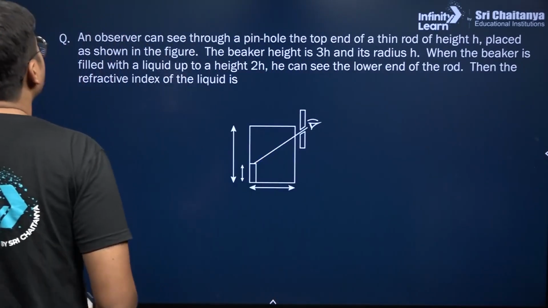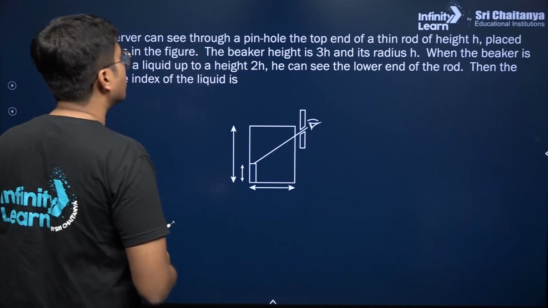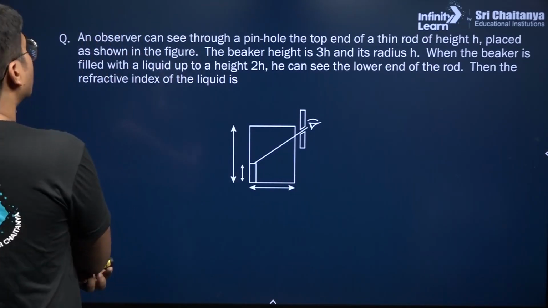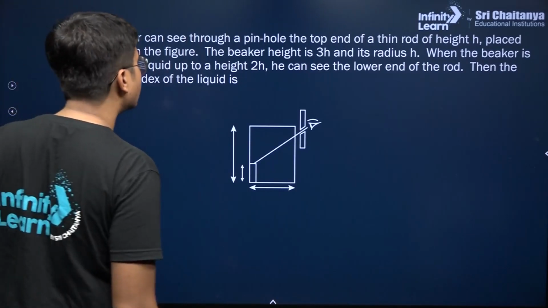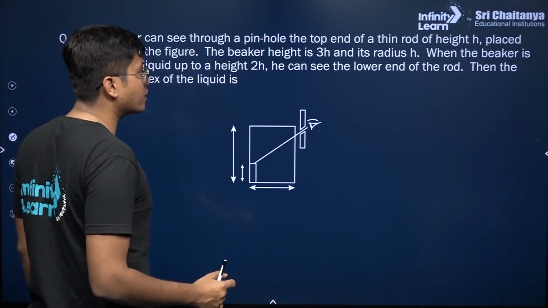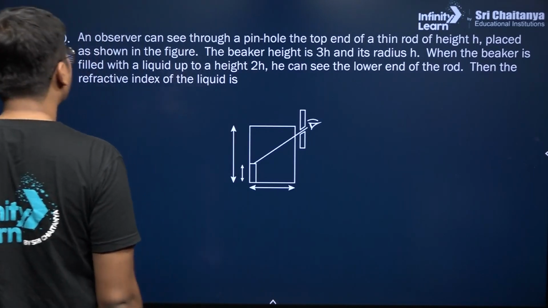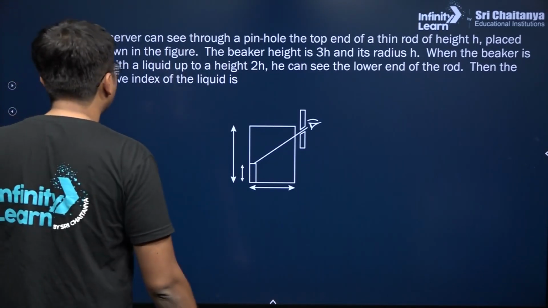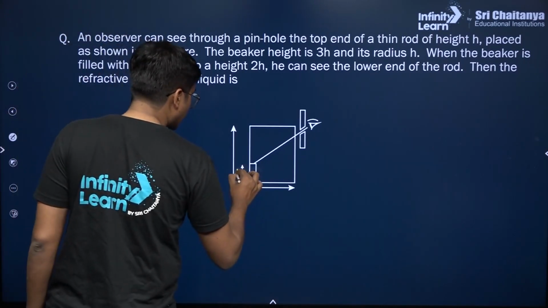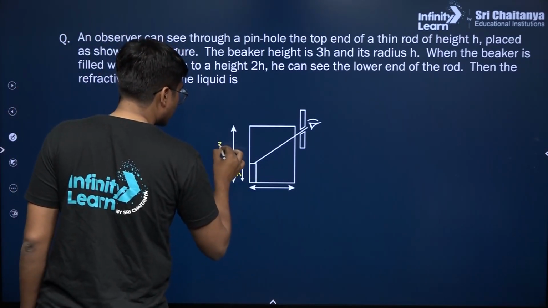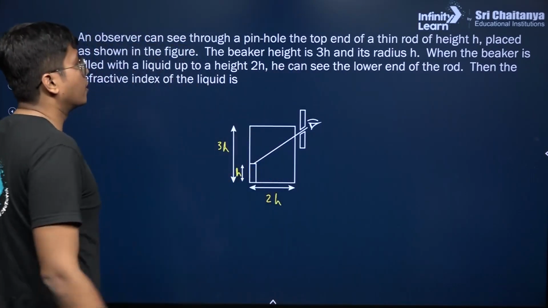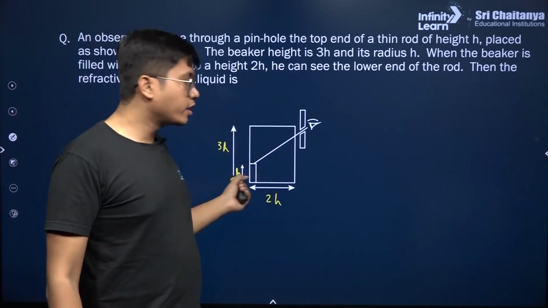Next question: an observer can see through a pinhole the top end of a thin rod of height h placed as shown in the figure. The beaker height is 3h and its radius is h. When the beaker is filled with a liquid up to a height 2h, he can see the lower end of the rod. The refractive index is? So this height is h. This height is given as 3h. This would be 2h because the radius is h, so that entire thing would be 2 times of that.